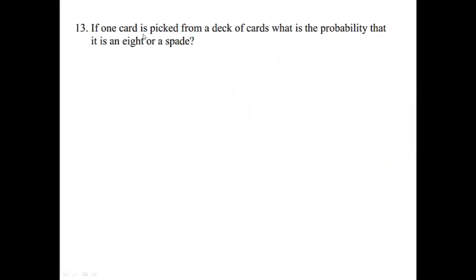Number 13, if one card is picked from a deck, what is the probability that it is an 8 or a spade?